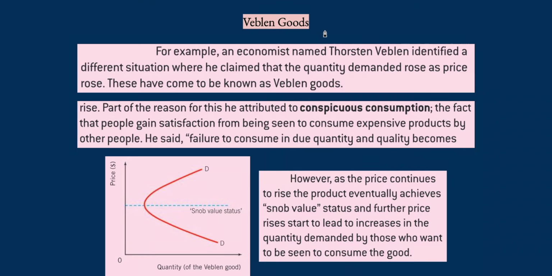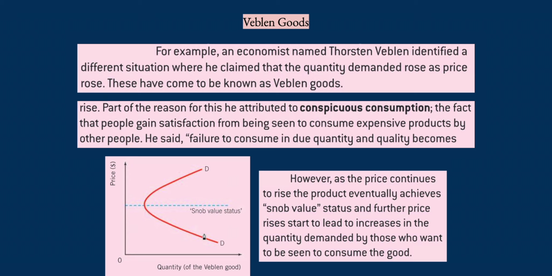Okay, so this next part I've never seen in an economics test, and quite honestly, most people don't really bring it up, so this probably isn't the most necessary concept to know, but I still think it's quite interesting. So there's something out there called Veblen Goods, which is a type of good that is an exception to everything we just learned so far. So for context, an economist named Thorstein Veblen identified a different situation where he claimed that the quantity demanded rose as price rose. These have come to be known as Veblen Goods.